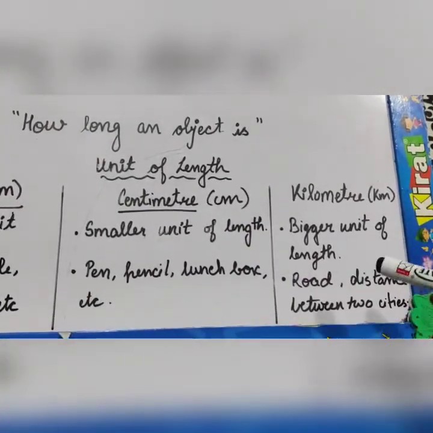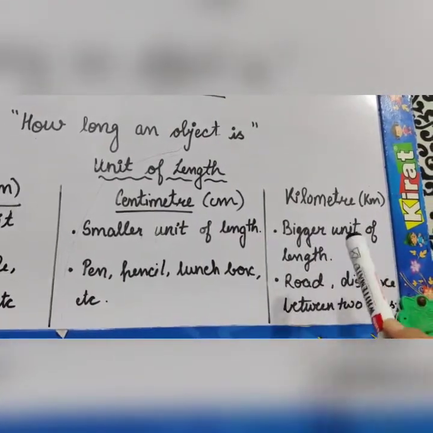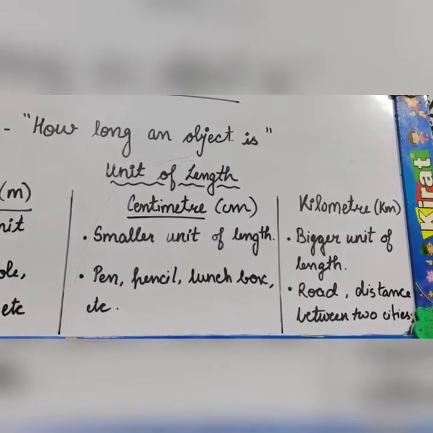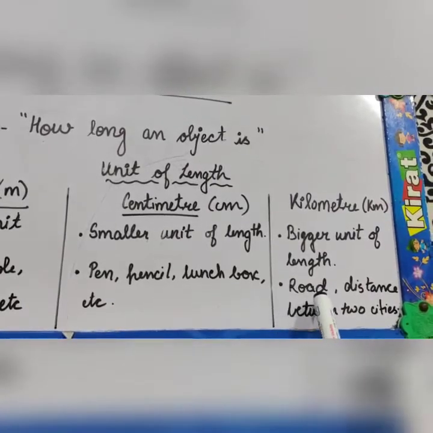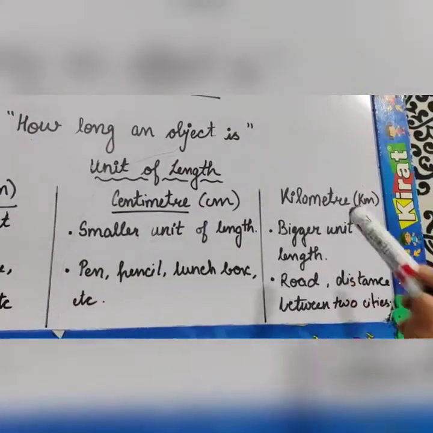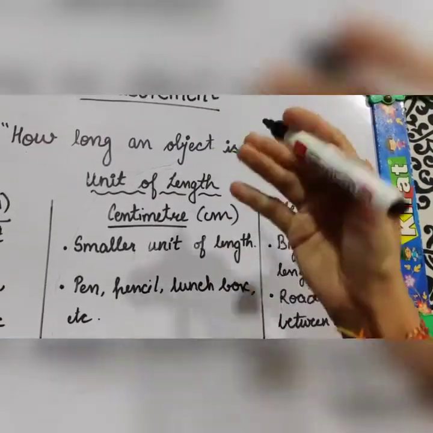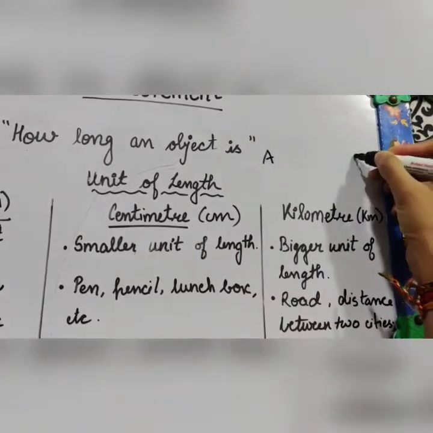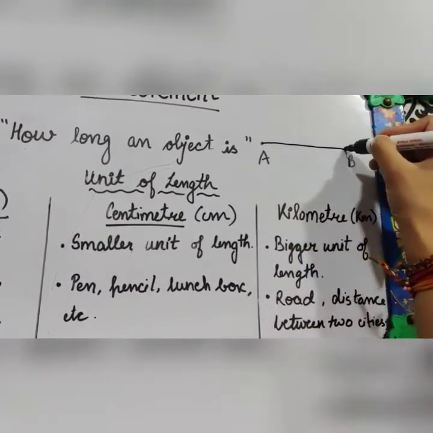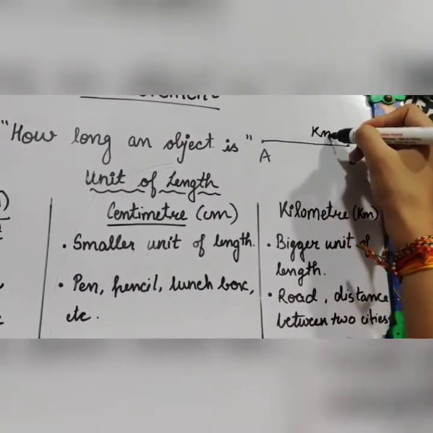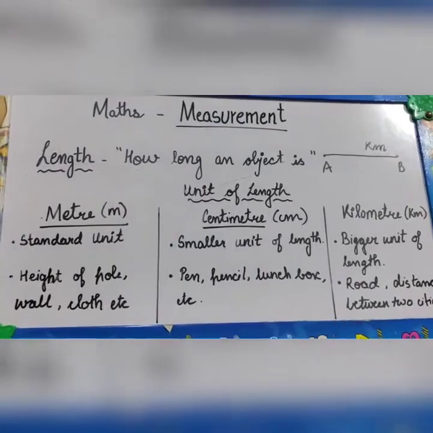Next is kilometer. Kilometer is denoted by small km. It is the bigger unit of length. If we want to measure some long thing, we will measure in kilometer. Examples are road. If we want to measure the length of the road, we will measure in kilometer. Distance between two cities. Suppose this is one city A and this is another city B. If we want to measure the distance between them, we will measure it in kilometers. So remember, there are 3 units of length: meter, centimeter and kilometer.